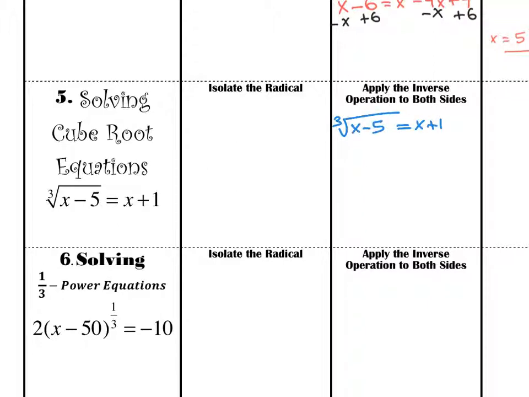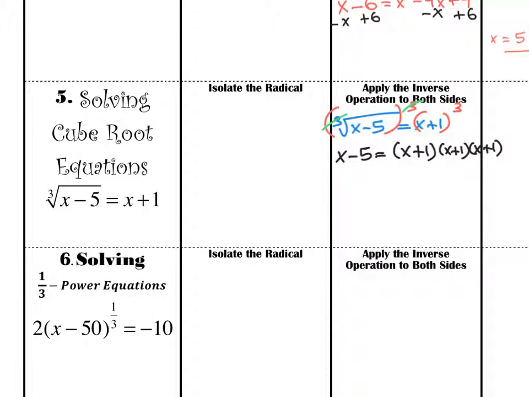Now, to get rid of the cube root, I need to cube both sides. So this cancels out, and you end up having x minus 5 on this side. Now, (x plus 1) to the power 3 is x plus 1 times x plus 1 times x plus 1. So go ahead and FOIL that.